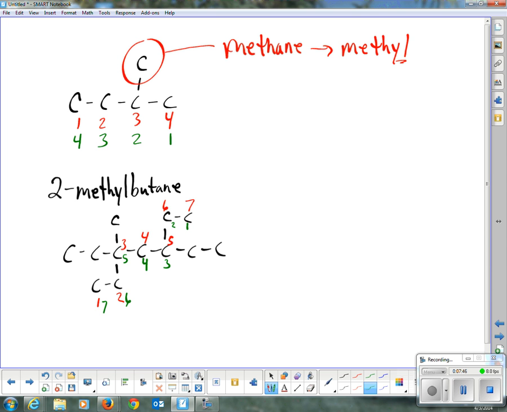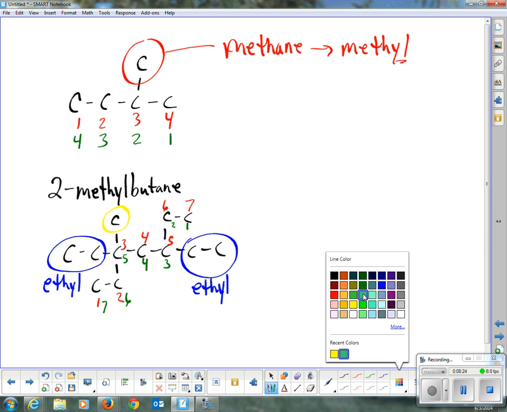Well, which way am I going to count it? Well, if I look at the red, the first things come off at 3, and I've got 2 things that are coming off at 3. I've got 2 groups of 2 coming off the chain, and I have 1 group of 1 coming off the chain. So I've got 2 ethyls, because this is an ethane group, so that's an ethyl and that's an ethyl. And I have, let's use green, a methyl group.